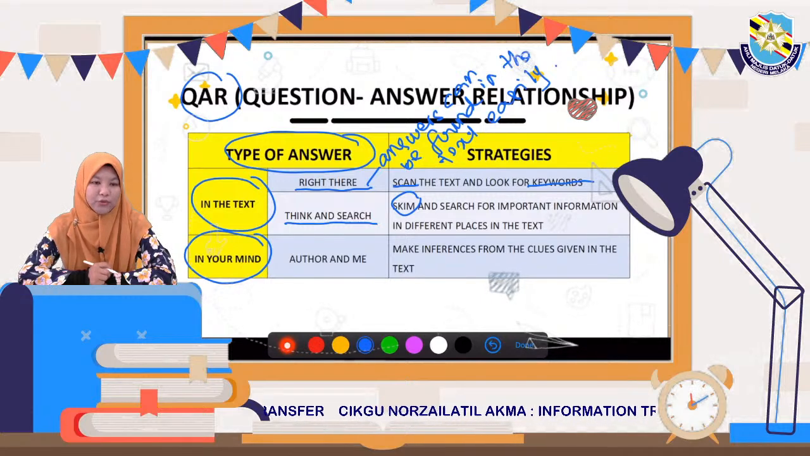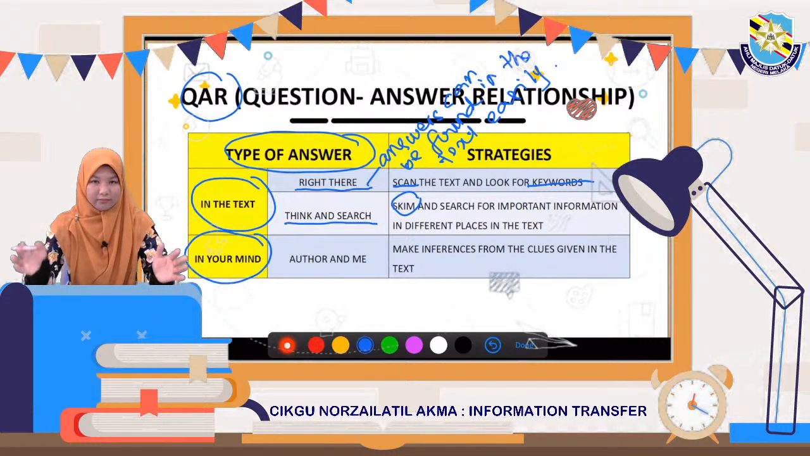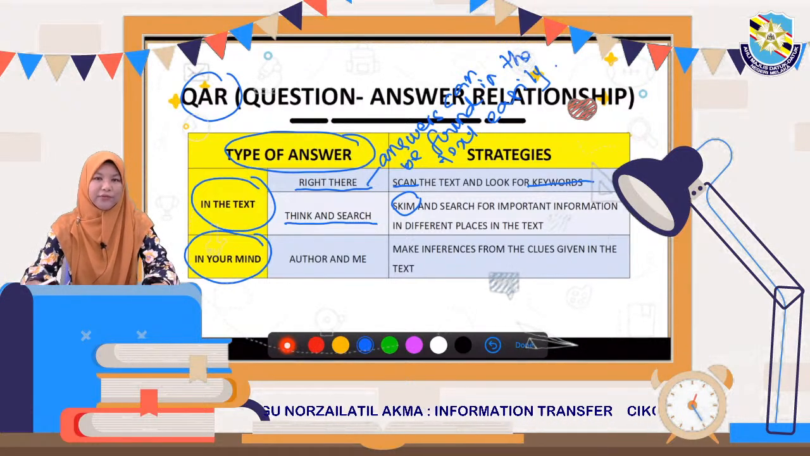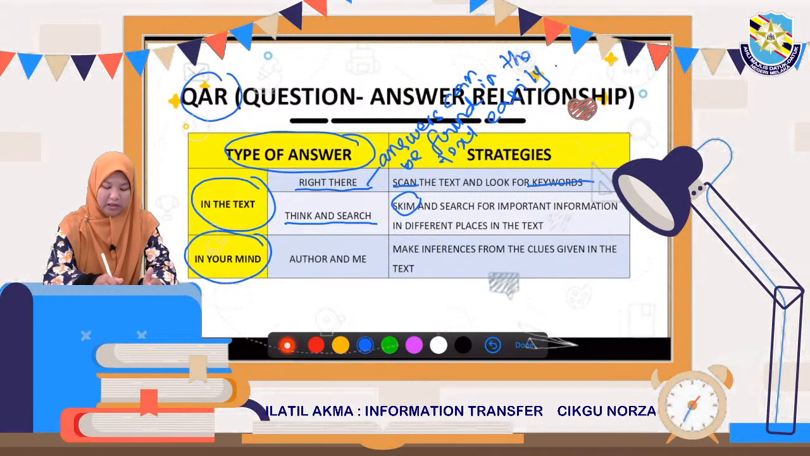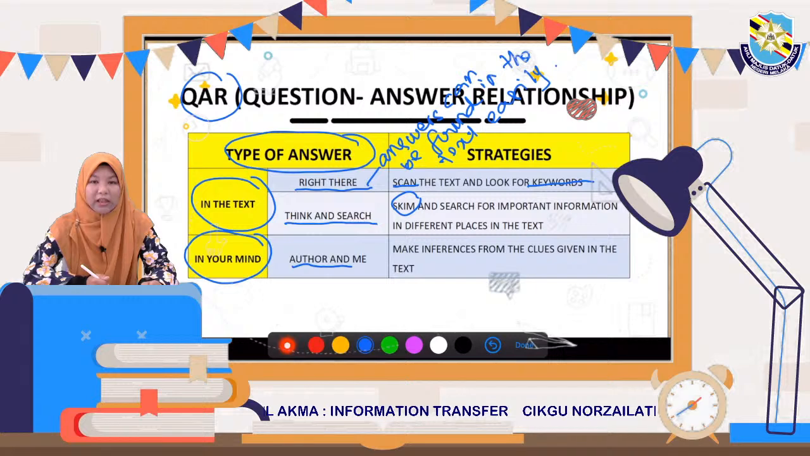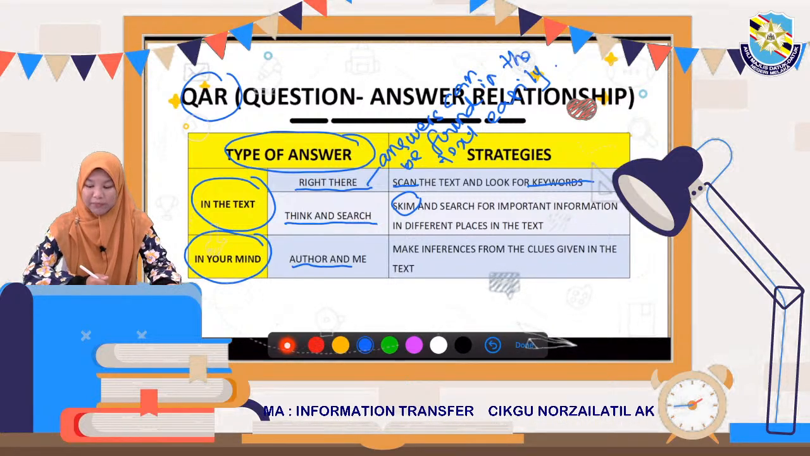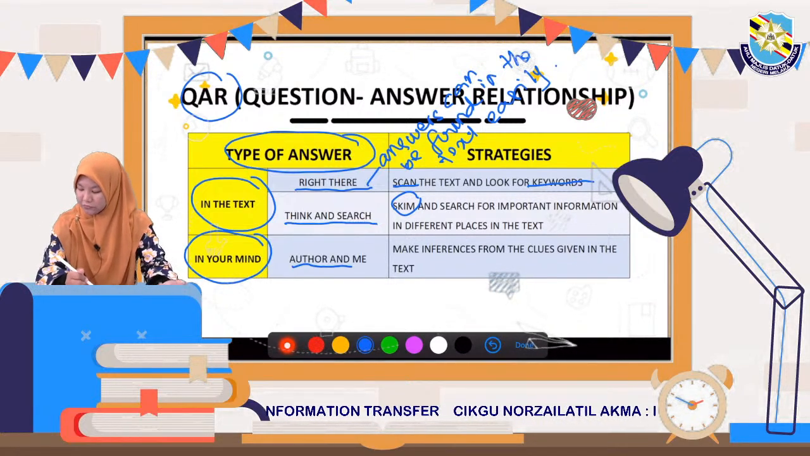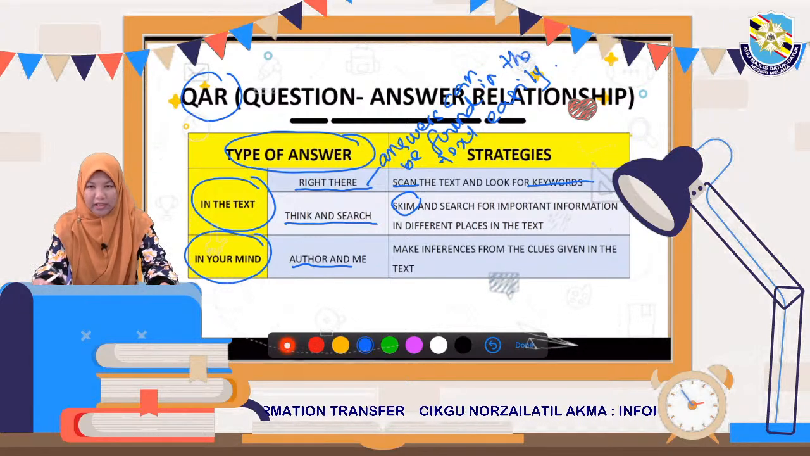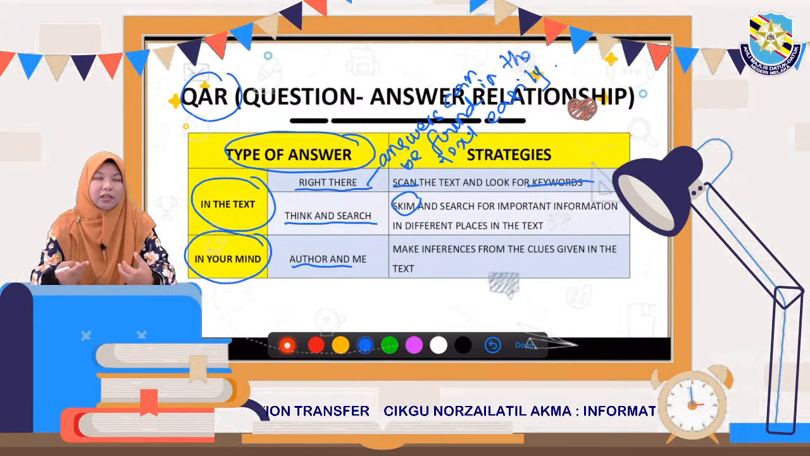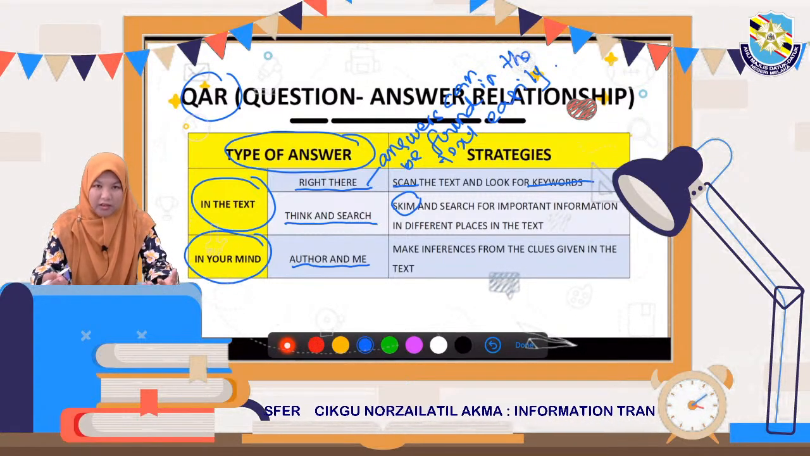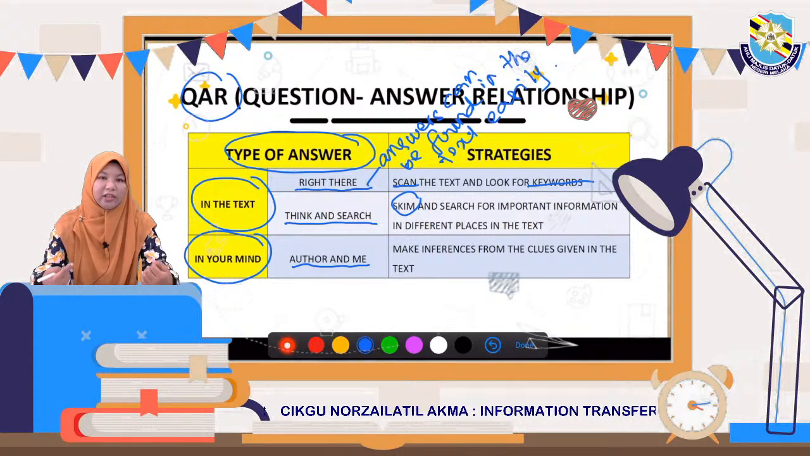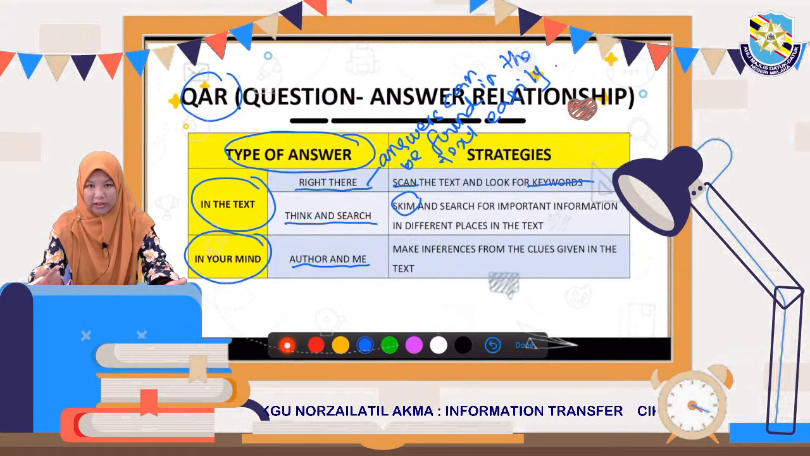The next type of answer is where you need to think in your mind. The answer is given. Again, the answer for information transfer and matching is given in the text. But for this type of answer, I call it between author and me. It means that you can get the answer from the text, but you need to do some summarizing. You need to infer the context or the meaning or the information delivered by the author.